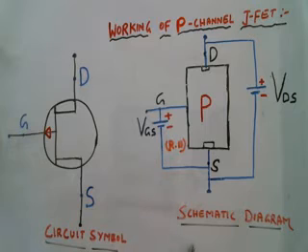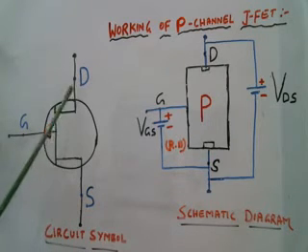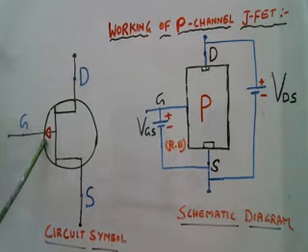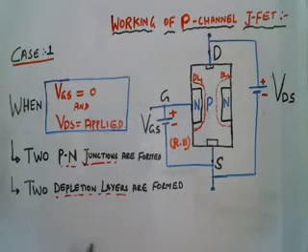This is a schematic diagram of P channel JFET, and this is the circuit symbol of P channel JFET. This is the source terminal, opposite of source is the drain terminal, and the terminal with an arrow is the gate terminal. In N channel JFET, the arrow is pointing inwards. In P channel JFET, the arrow is pointing outwards. Now we will see the different cases.